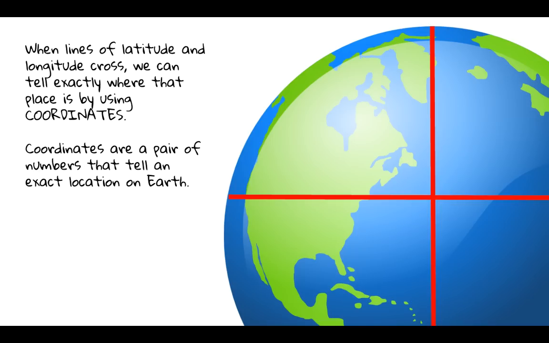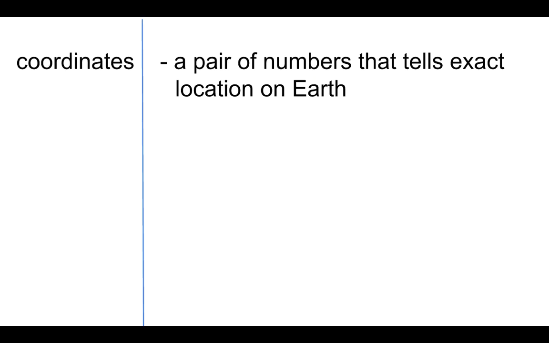When lines of latitude and longitude cross, we can tell exactly where that place is by using coordinates. Coordinates are a pair of numbers that tell an exact location on Earth. Please write your first topic and details in your notes. Pause if you need more time to copy.